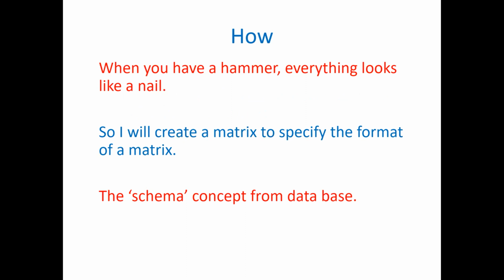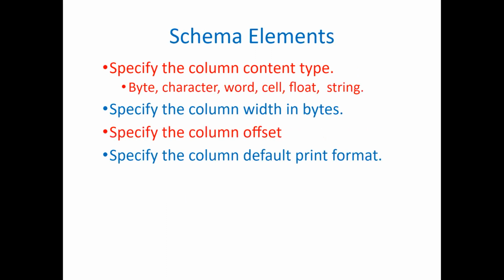So this takes me back to that old proverb we've heard before: when you have a hammer, everything looks like a nail. Well, I've implemented and presented before on this little matrix package that I use. That's the numeric only style. So to solve my problem, I'll create a matrix to specify the format of a matrix. I'm borrowing the schema concept from databases. The schema is a super matrix above the matrix that we are using. From that, we can specify the column content, as you see in the classic list there. We can specify the column width in bytes, the column offset, and then the column default printing format.